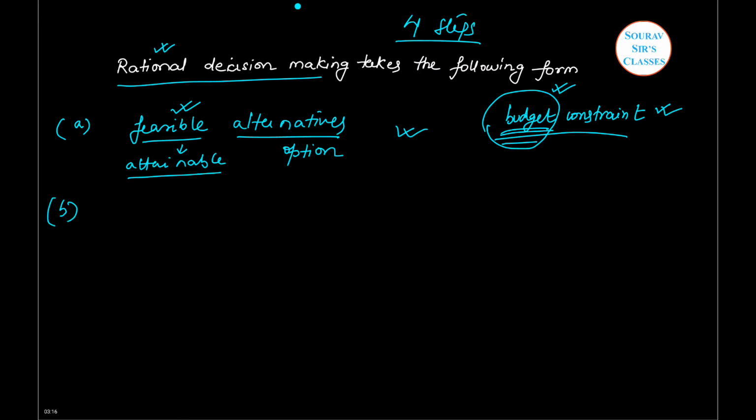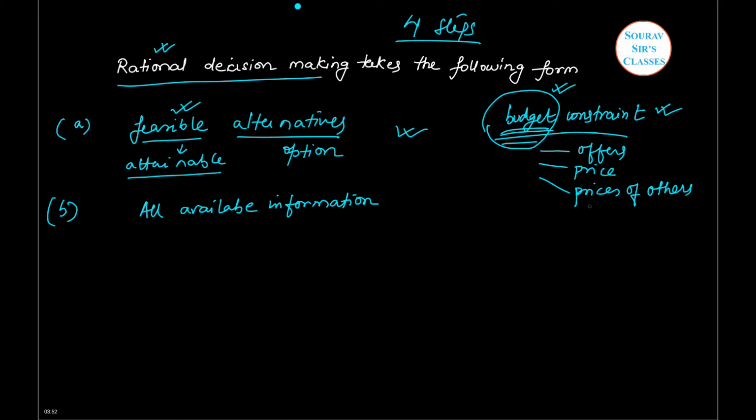Now the next step is that the individual takes into consideration all available information. Information with regard to the prices of the commodity. If you are going to buy a shirt from the market, then you will take into consideration the different offers and the different prices. The price of the shirt, the price of other commodities, so that if not a shirt, let me buy a pant. The price of other commodities, your taste, your preference, etc. So you will take all the available information in order to assess the consequences of choosing each of the alternatives.